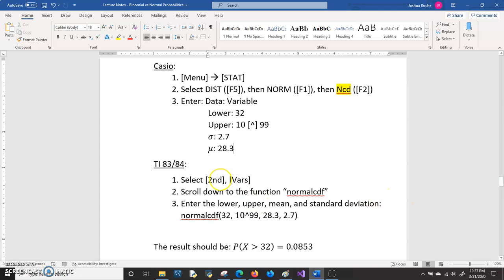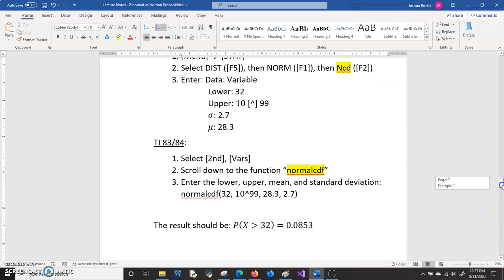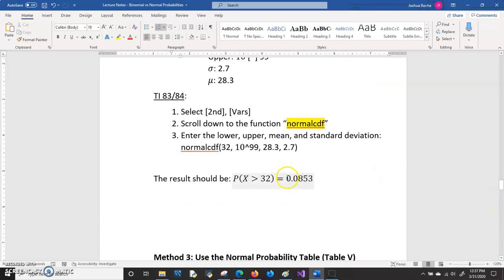On the TI 83 or 84, similar, you want to take these steps, find the function normal CDF, enter the lower bound, 32, the upper bound, infinity, or 10 to the 99 power, the mean and the standard deviation, enter that, that will give you the result. Either way, you should come out with the result of 0.0853.